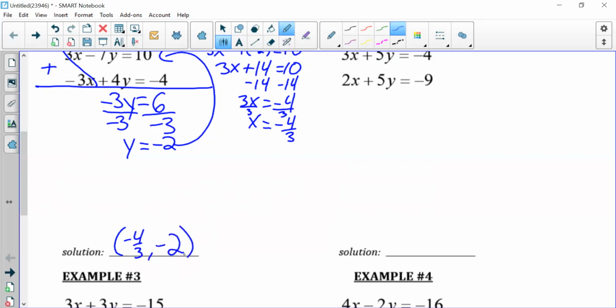It is absolutely okay that we got a fraction. Don't let that fraction freak you out, guys. It is absolutely fine. We are allowed to have fractional coordinates. We're fine.